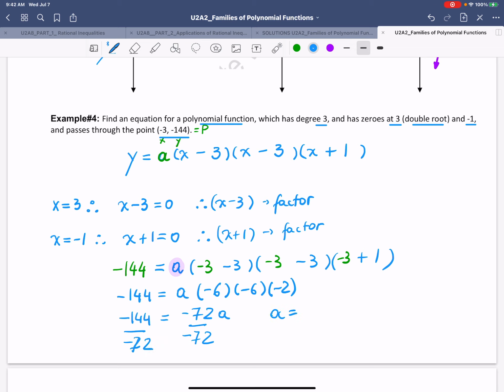And we've just discovered that a equals positive 2. So now we can say with more confidence that the equation of this polynomial function, and I'm going to name it fancy, f of x, would be 2. Instead of writing x minus 3 times x minus 3, I'll write x minus 3 squared, and then x plus 1. And that's the answer.